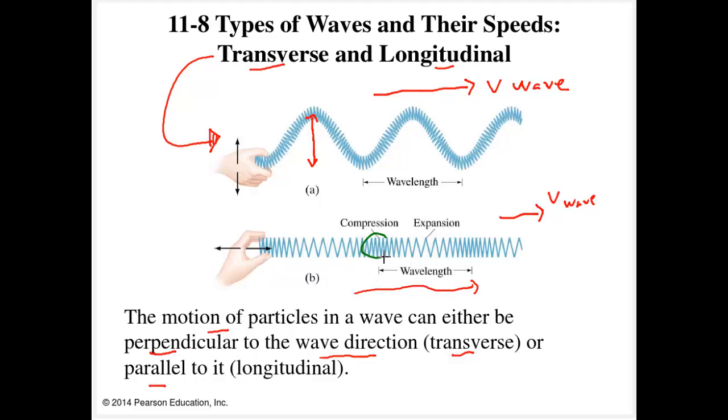Essentially, I'm going to have regions of compression and regions of expansion, and then regions of compression, regions of expansion, and I would define my wavelength to be the distance from the compression region to compression region. Same types of thing with period and frequency.